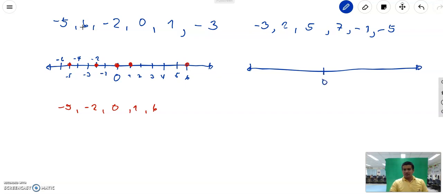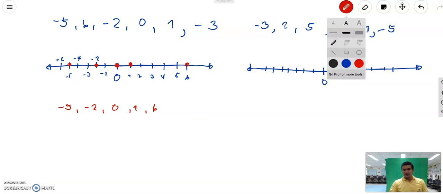It's 0. 1, 2, 3, 4, 5, 6, and 7. 7 is the highest one. So therefore, we will have to plot now the points. Let's start with negative 3. So we have 1, 2, and 3. So this one is negative 3. The next one is positive 2. So from 0, we jump here. That is positive 2.